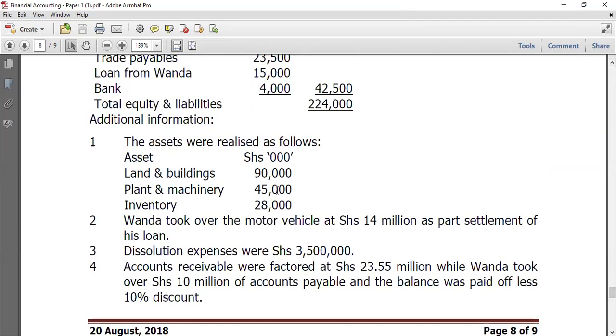So as you can see, even assets that were realized, they have brought them there accordingly. They also have dissolution expenses. They also have a case where a partner took on the 14 million. They also have accounts receivables. They were factored at 23, that value. And then they're saying one took off 10 million of the accounts payable, and the balance was paid off less 10% discount.